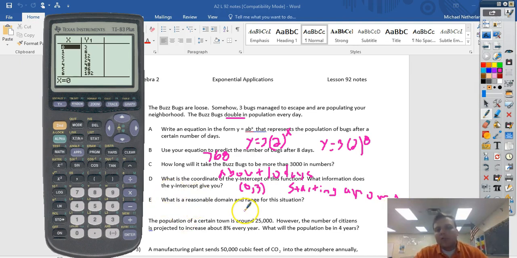Well, what is a reasonable domain? Okay, this is exponential. We talked about this yesterday. It's negative infinity to positive infinity. Except, can you ever have a negative amount of bugs? Just think about that for a second. No. So your starting amount of bugs would have to be 0. But I really can keep going on forever with bugs. So 0 to infinity. And what about range? Okay? Well, what did range represent?